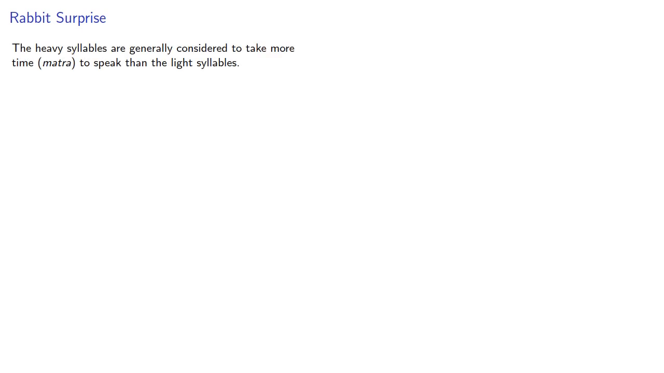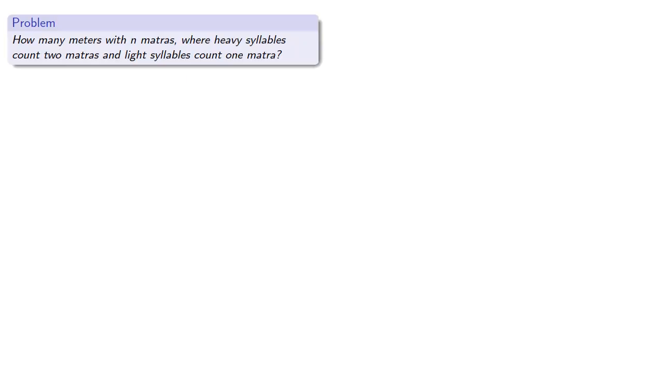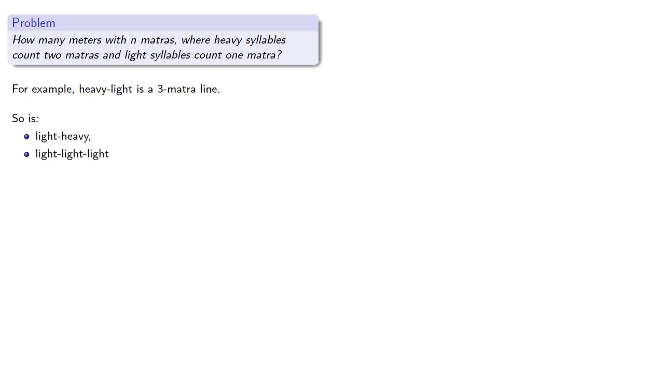This recursive thinking shows up in another problem. The heavy syllables are generally considered to take more time, matra, than the light syllables. So even if two lines have the same number of syllables, they might require different numbers of matras. So another problem is, how many meters with n matras where the heavy syllables count 2 and the light syllables count 1? For example, heavy light is a 3 matra line. So is light heavy, that's 1 plus 2, or light, light, light. And so there are 3 matra meters.